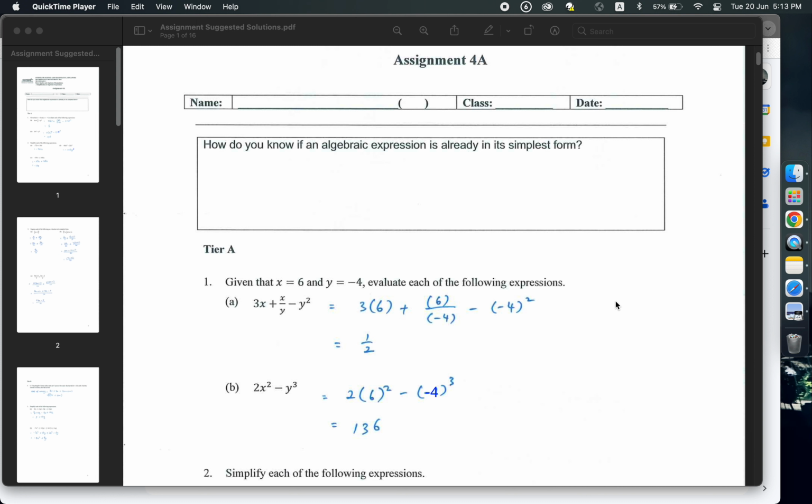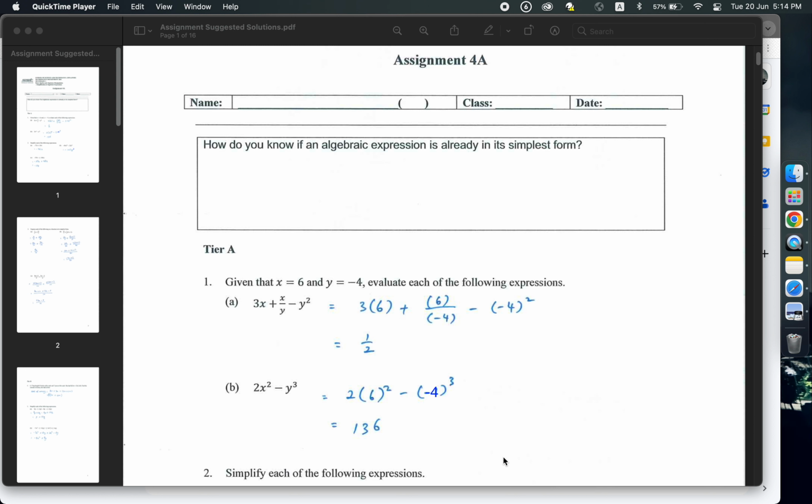Of course, there's another situation, since we also learned that every letter that we use in an algebraic expression actually represents a number. So if we know the value of these letters, we can just substitute the appropriate value and simplify to a numerical answer. This is what's happening in the first question here. We know that x is 6 and y is -4. So what we do is we replace all the x with 6 and all the y's with -4.